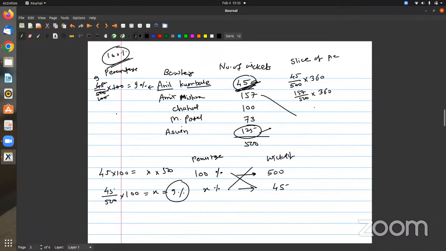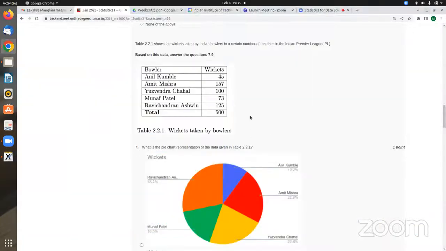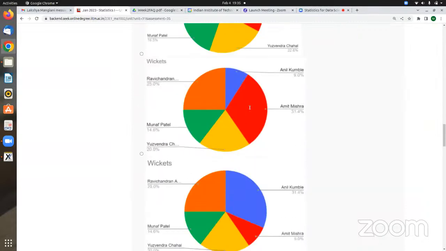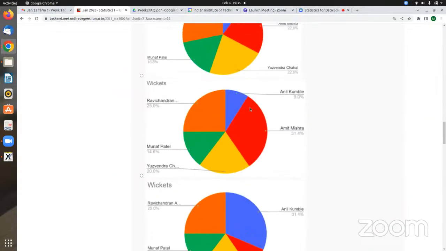Similarly, Amit Mishra has taken how many percent of wickets? Out of 500, he has taken 157 wickets. Then multiply by 100. Similarly, for Chahal, 100 by 500 into 100, this will be 20%. So which is the correct answer then? Anil Kumble has taken 9%, then 20% by Chahal. Like this, you can just calculate the percentages.